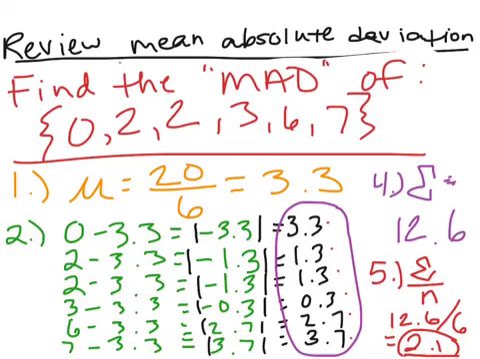And what that means is, when I get my mean, which in this case was 3.3, the average distance every single element was away from the mean was 2.1. Now, does that mean every element is 2.1 units away from the mean? No. What it means is it's the average distance every element is away from the mean.